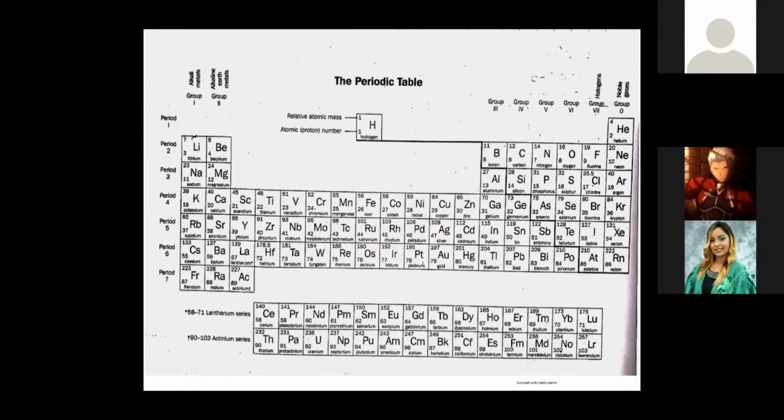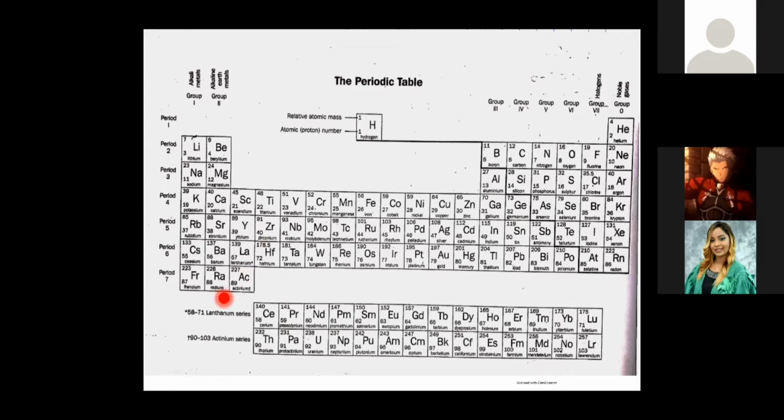So if you're drawing atoms from period 3, you're going to have 3 shells to draw. Anything in period 4, you're going to have 4 electron shells to draw with your electrons. Anything in period 5, you're going to have 5 electron shells to draw. If you're drawing in 6, you're going to have 6 electron shells. If you're drawing any atoms from 7, you're going to have 7 electron shells.